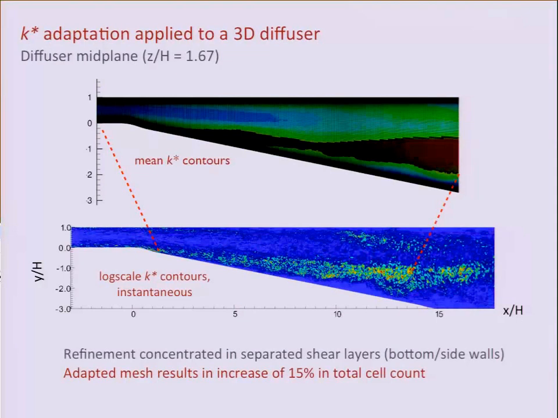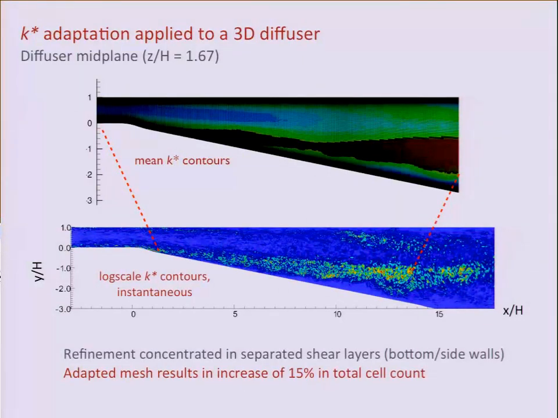So this is what that local refinement looks like. If you look at this bottom image, these are log scale contours of where we estimate that our resolution is insufficient because the energy of our unresolved scales is high. And you find that it's mostly concentrated in this separated shear layer off of the bottom wall of the diffuser.